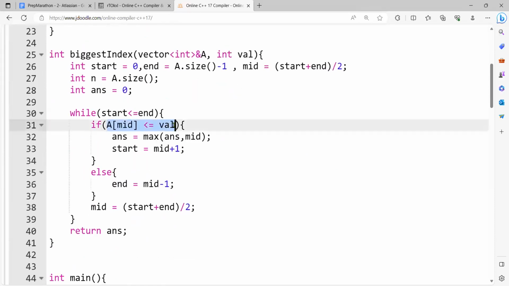There the condition will change. Now you are looking for a value which is less than or equal to R. Okay. And if some mid value satisfies the condition, you'll update the start point because your goal is to find the biggest. So you'll move to the right side. Okay, for finding the biggest, right of mid. So that is what you are doing.